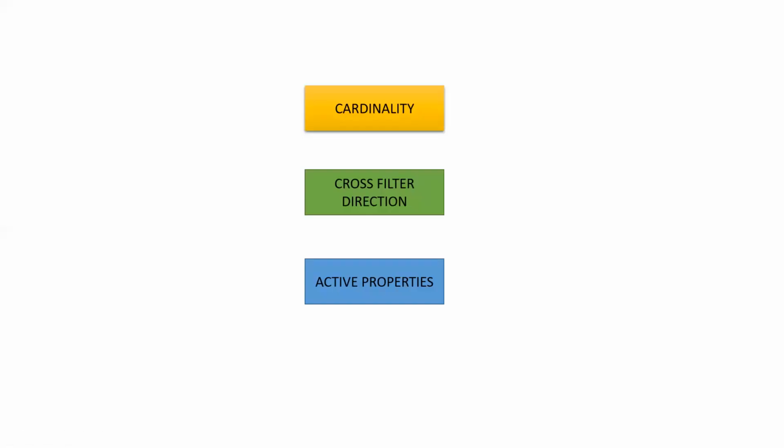So I have already explained a few things. These three are the important things you need to understand: cardinality, cross filter direction, and active properties. To work with these three things, you need to understand them first. So let's learn the basics of this.